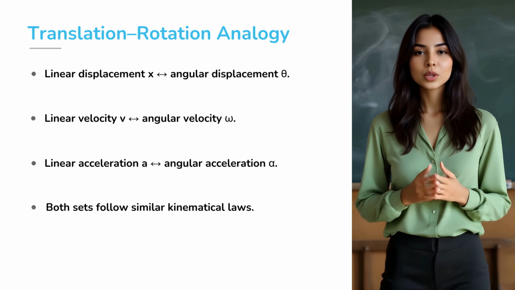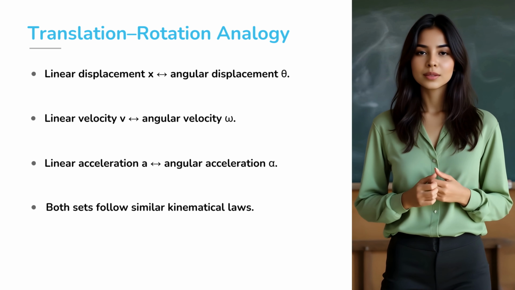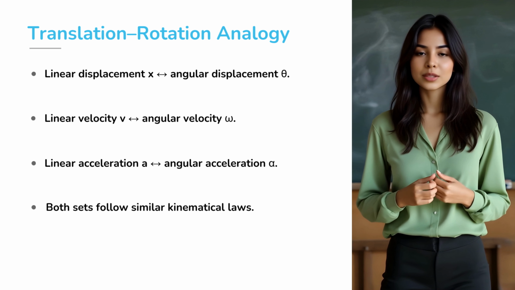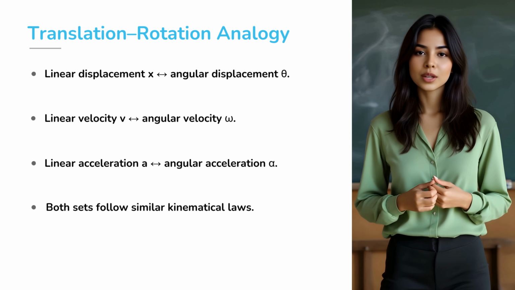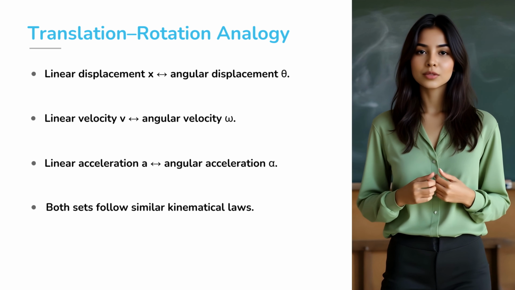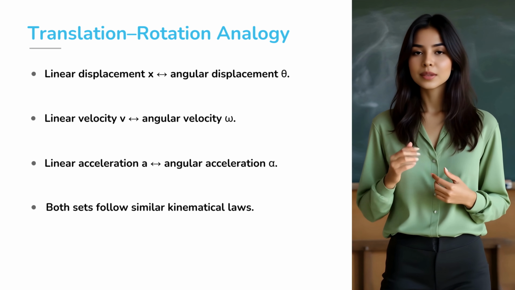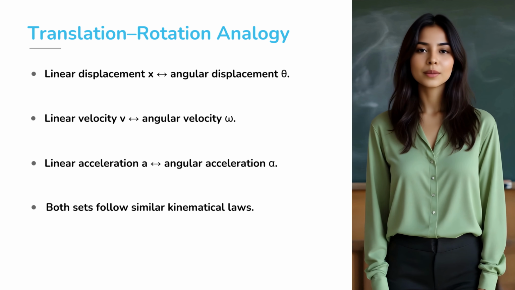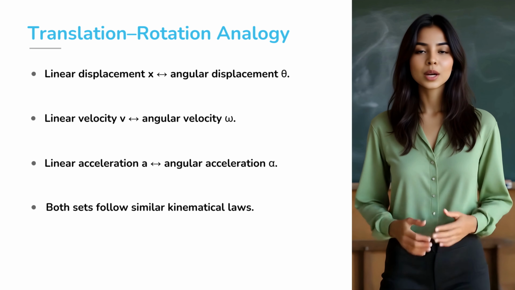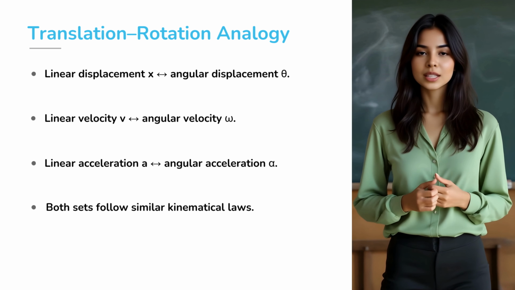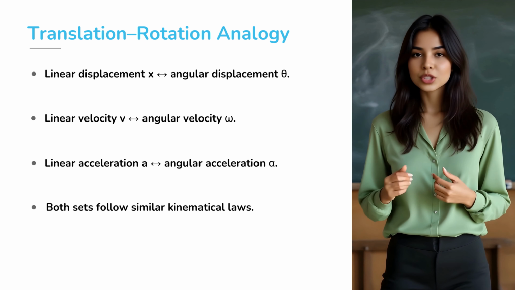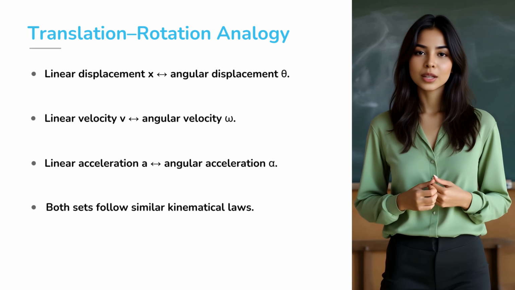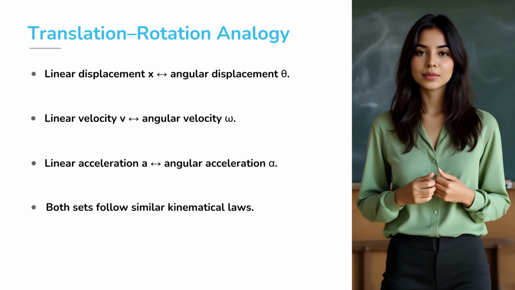Let's compare the two worlds, translation and rotation. Linear displacement x corresponds to angular displacement theta. Linear velocity v corresponds to angular velocity omega. Linear acceleration a corresponds to angular acceleration alpha. This analogy is powerful. It means every kinematic idea we know in straight line motion has a rotational twin. That sets the stage for deriving equations of motion in rotation.